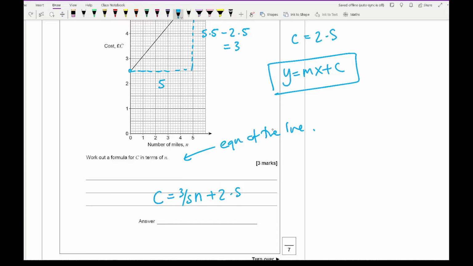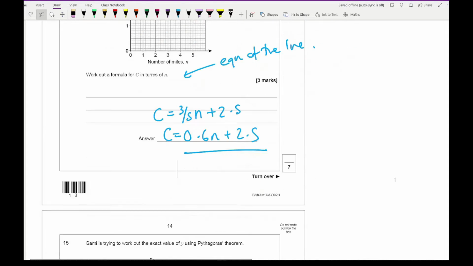And so there are different ways. You can either write c equals 0.6 n plus 2.5. So anything along those lines would be absolutely fine. Moving on to our next question.